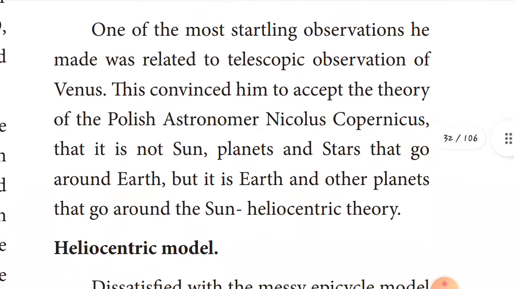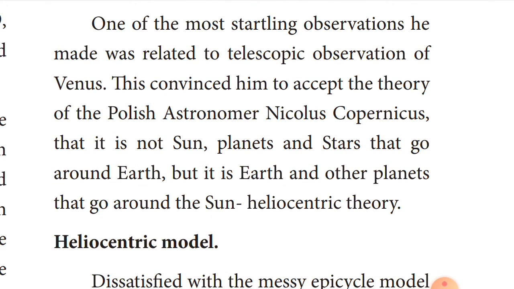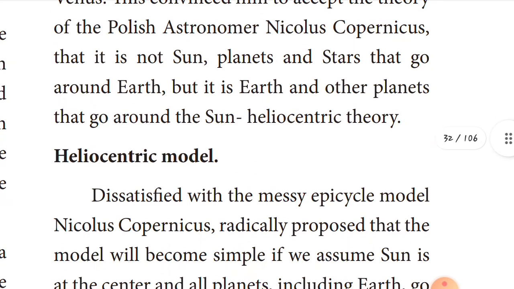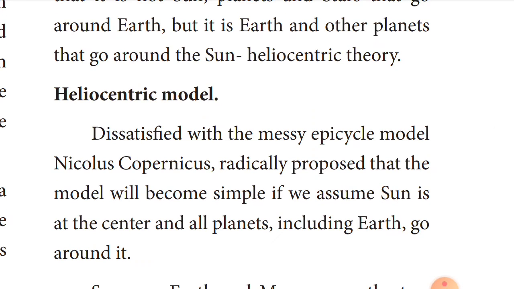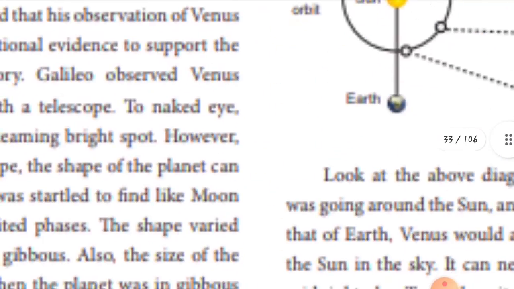And you see the heliocentric theory, children. So what do we call this? Just learn the nature of the Sun. The heliocentric model is nothing but a model proposed by those dissatisfied with the messy epicycle model. Nicolaus Copernicus is one of the scientists, children. He radically proposed a model that would become simpler. He assumed the Sun is the center, and all other planets, including Earth, go around it. So Earth, Mars, Jupiter, Saturn, all the planets move around the Sun. See this picture, children.